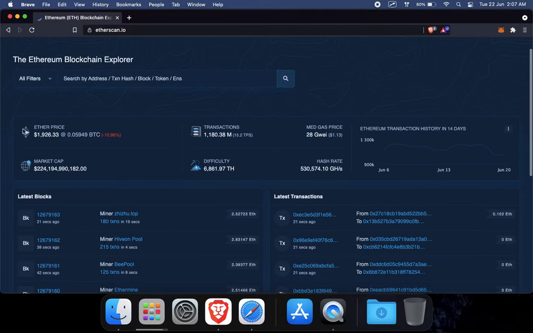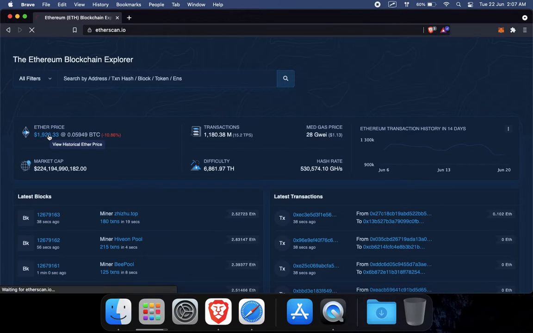Let's go down further. So Ethereum price, right? So Ethereum price is $1,926 as of now. It's down by negative 10%, right? The market is currently in a bit of a bearish trend. I think people are dumping, but that's okay. I mean, we remain diamond hands all the way, right?